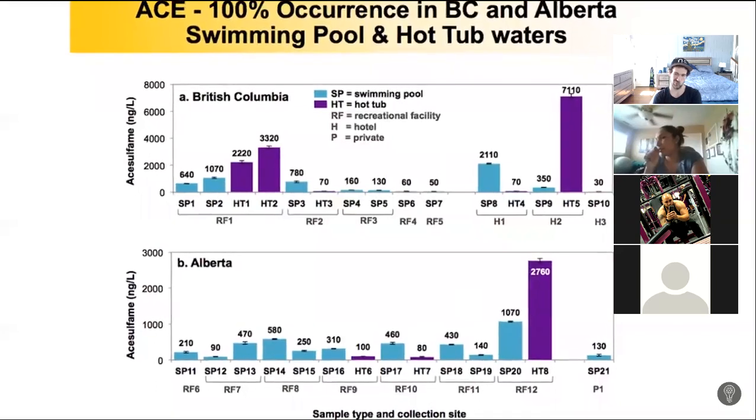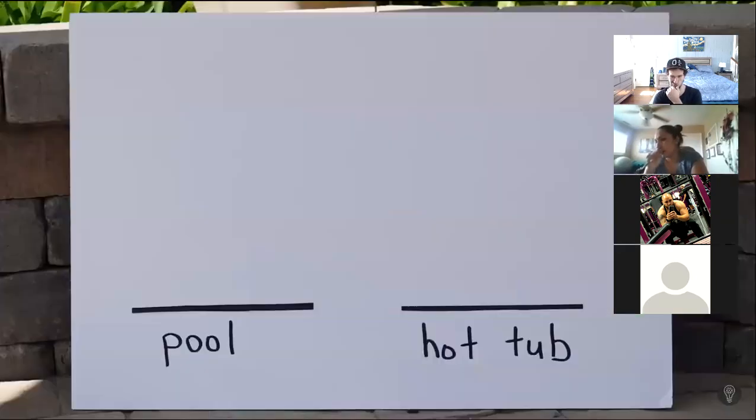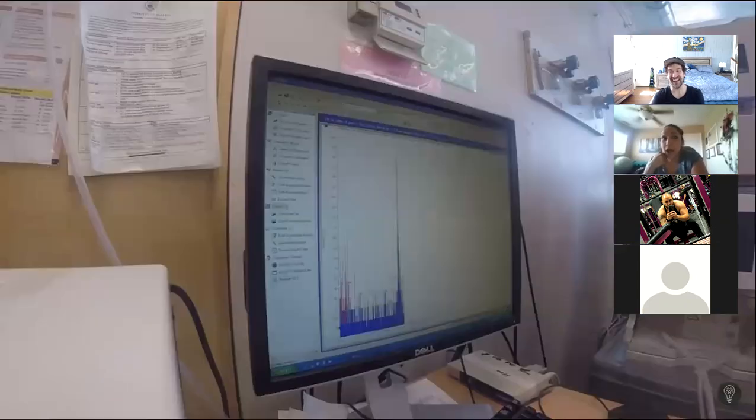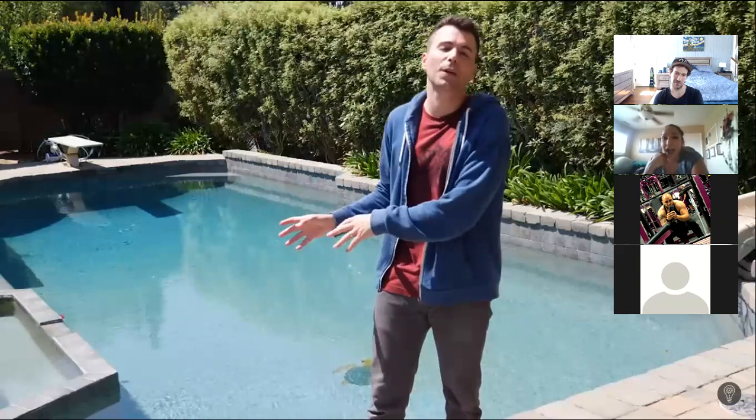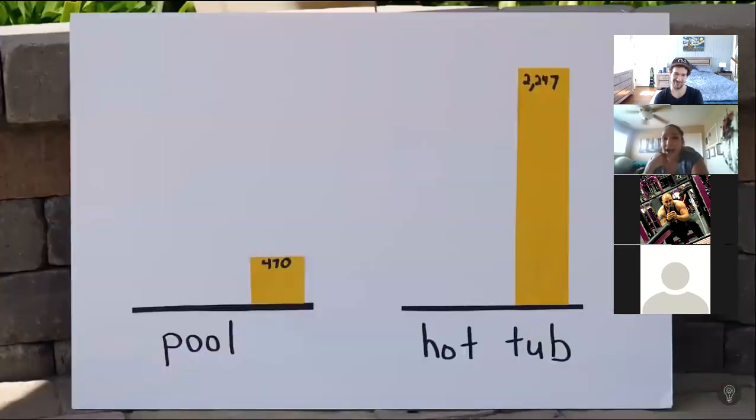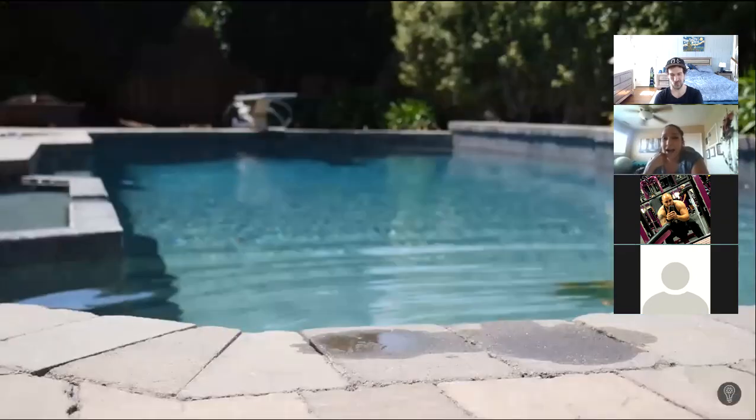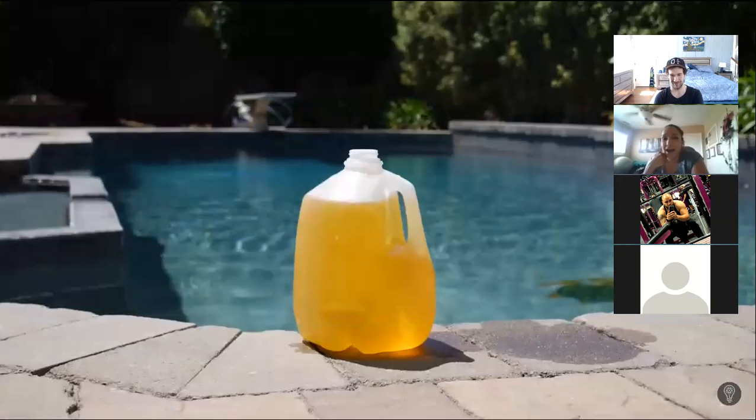Now let's go see Lindsay's results. In Lindsay's research, she sampled 20 public swimming pools and 10 public hot tubs. The average concentration of sweetener for the pools was 470 nanograms per liter, and for the hot tubs was 2,247. So after running all of my samples, we found that here in my friend's backyard pool, they had a concentration of artificial sweetener of 69 nanograms per liter, which equates to just under a gallon of pee.